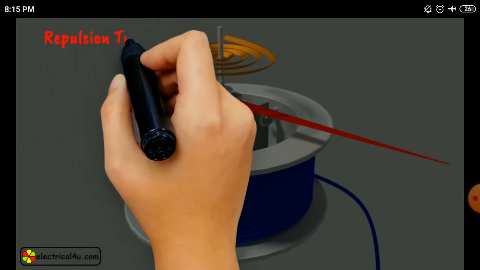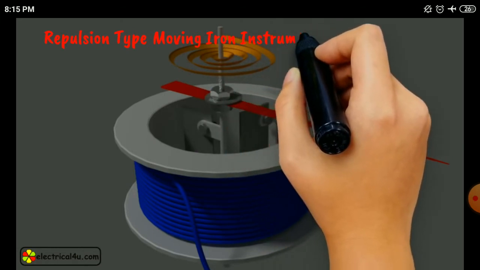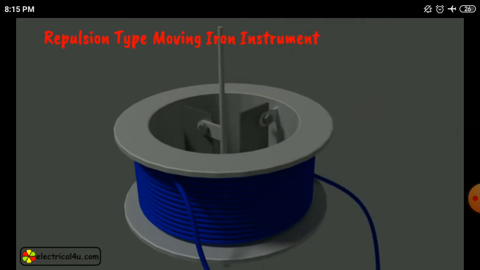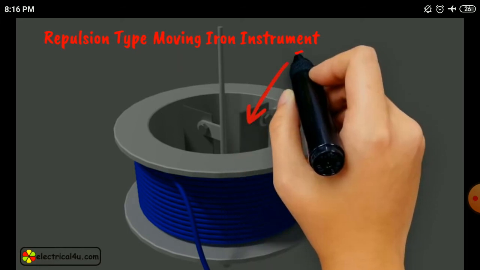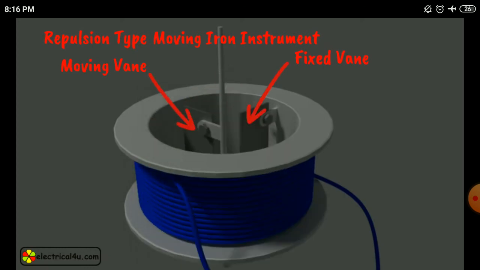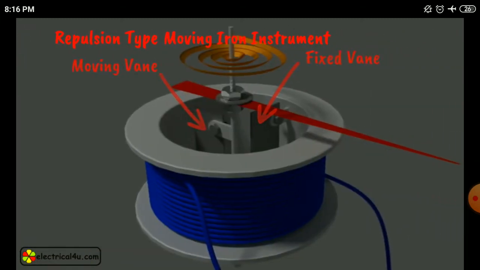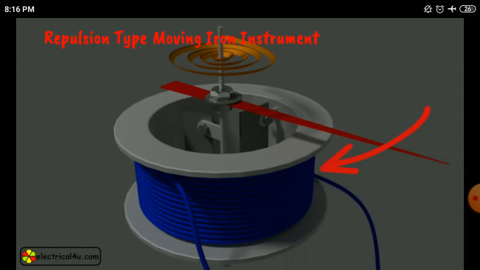Let us discuss repulsion type moving iron instrument. In this type of instrument, two soft iron vanes are used, one fixed and attached to the stationary coil, while the other is movable and mounted on the spindle of the instrument. When operating current flows through the coil, the two vanes are magnetized, developing similar polarity at the same ends. Consequently, repulsion takes place between the vanes, and the movable vane causes the pointer to move over the scale.